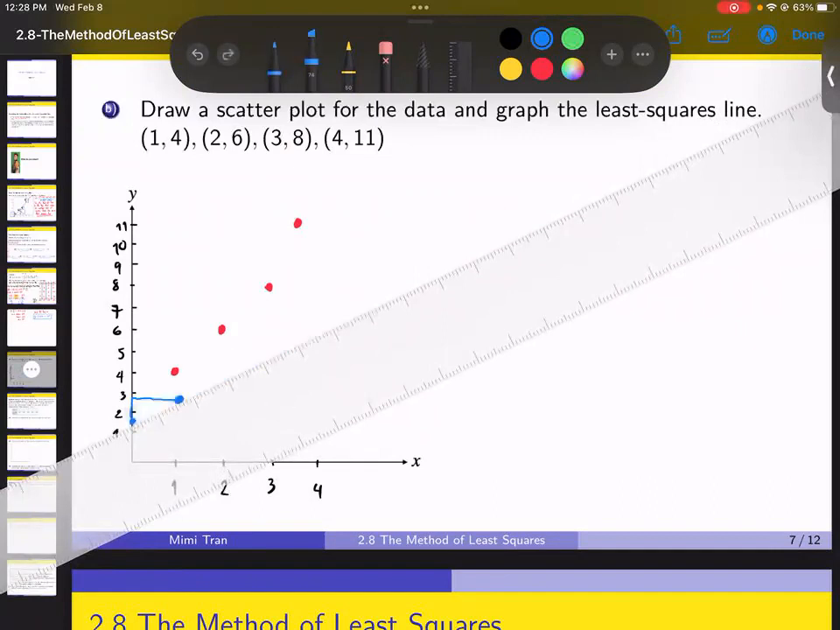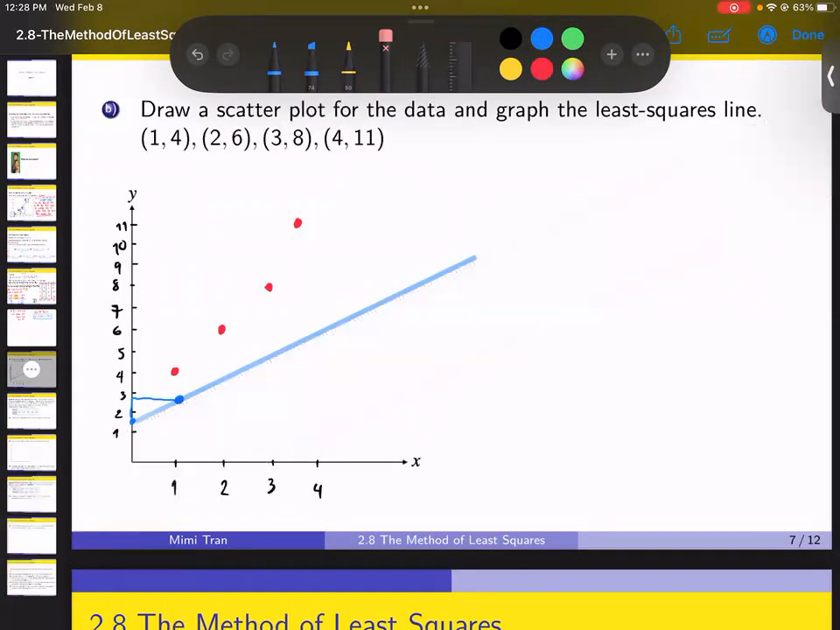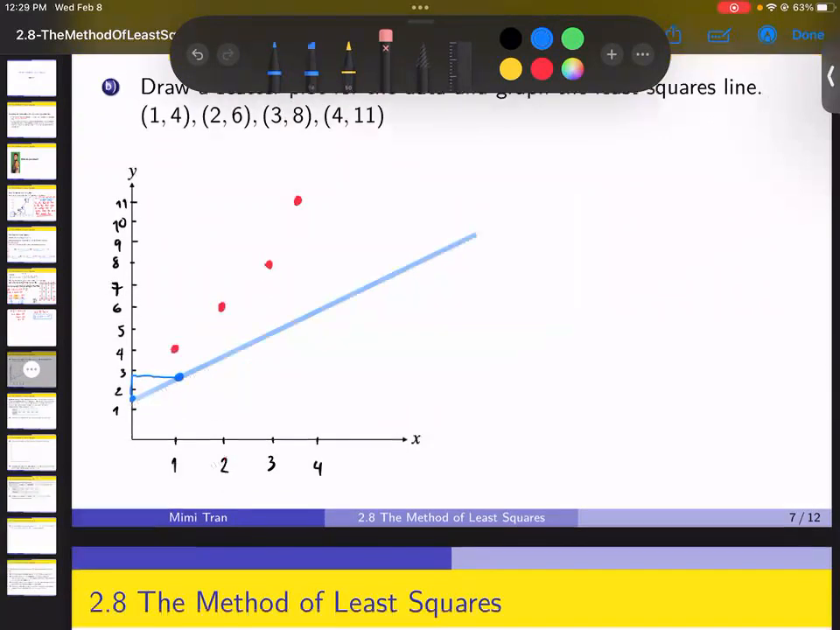Oops. Something is wrong, hang on. My best fit line does not look like a best fit line at all. Oh, I know why, because of the scale. That's okay. If I make this skinnier, it goes steeper, but that's okay. We're doing right. That's your least squares line.